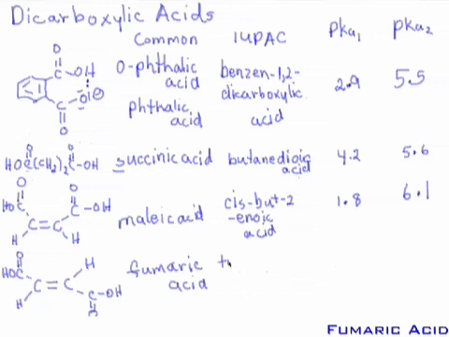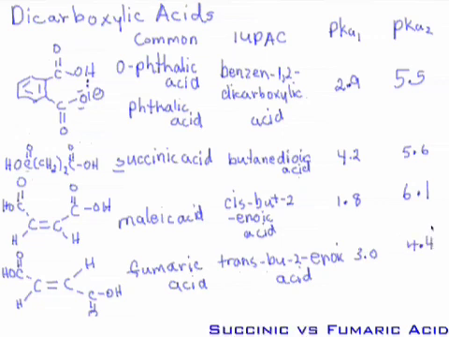And that is trans but-2-enoic acid. Its first pKa value is 3.0. Okay. And then its second is normal, around 4.4. Okay, so we've got an anomaly if we compare pKa's.